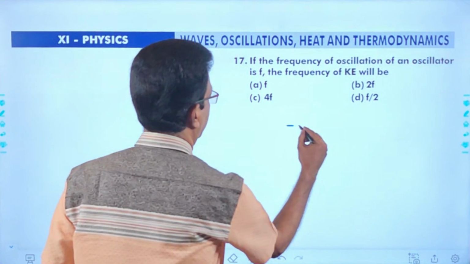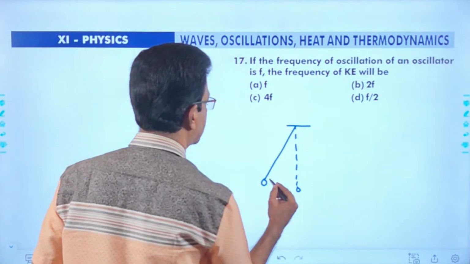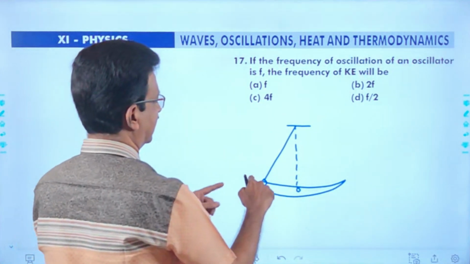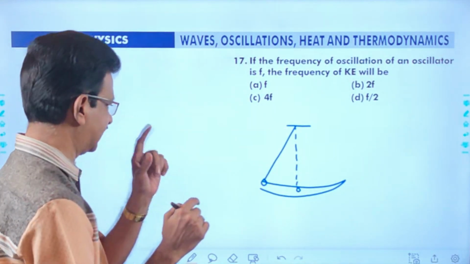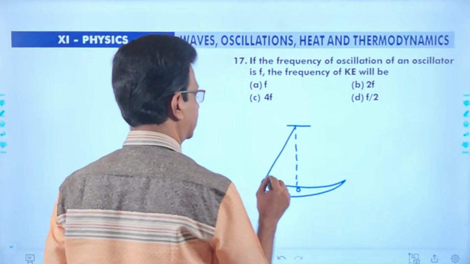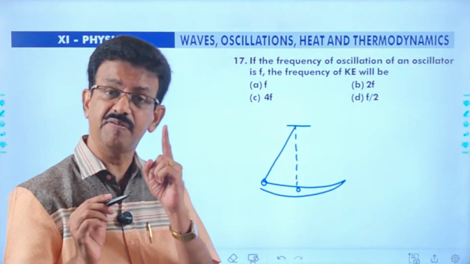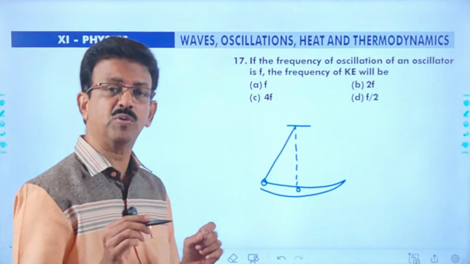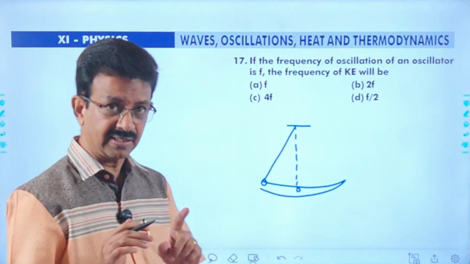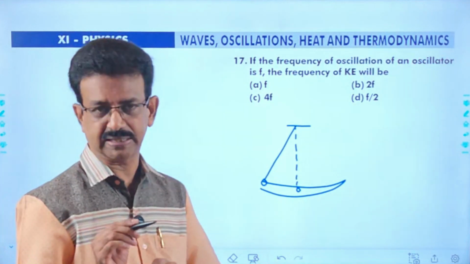Now, for an oscillator, this is the mean position. Then this covers one oscillation when it covers this much distance, one cycle. Therefore, in the case of an oscillator, during its oscillation, at the mean position the kinetic energy will be the maximum, and at the extreme position kinetic energy will be zero, or the potential energy will be the maximum. Means the kinetic energy will have the maximum value at the mean position.